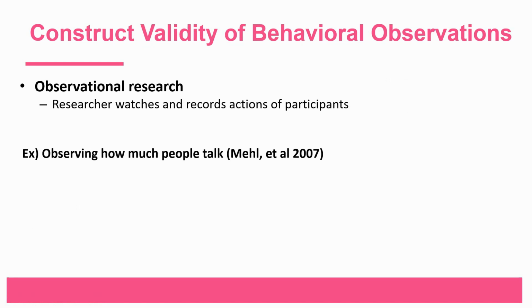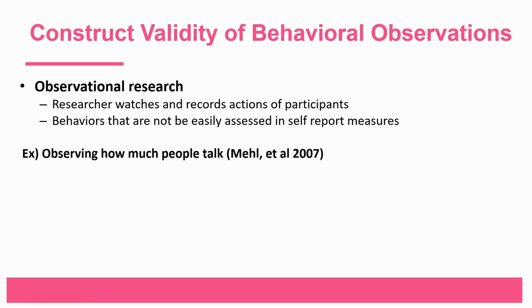Okay, so we've been talking a lot about surveys and construct validity of survey research. We're going to shift gears and talk a little bit about behavioral observations. Now, we've mentioned this in class. We talked about it a little bit in chapter 5. With observational research or behavioral research, a researcher is watching and recording the actions of participants. So they may be recording them with a video camera, they may be observing them and taking notes. This could be happening in the field, it could be happening out in the lab, it could be happening in the lab.